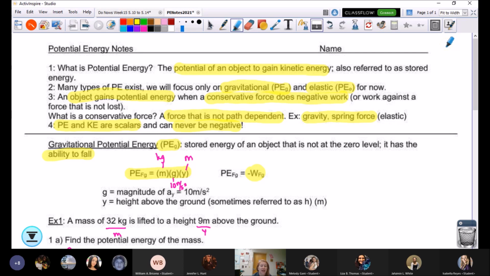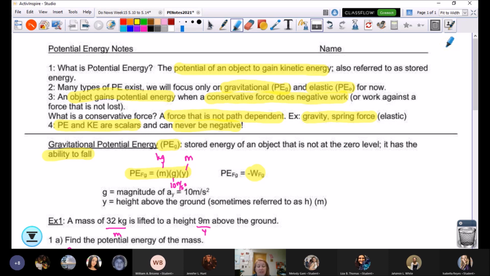So what exactly is a conservative force? It is a force that is not path dependent. And the two that we're going to be talking about are the force of gravity and the spring force. Remember that the force of gravity is also known as the weight of the object, just in case you see that along the way.